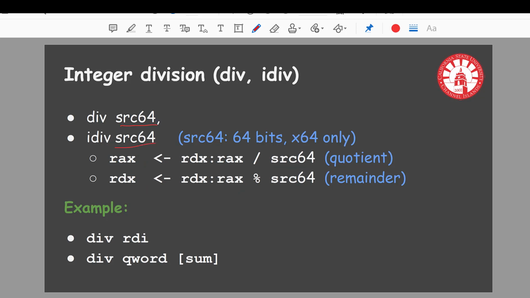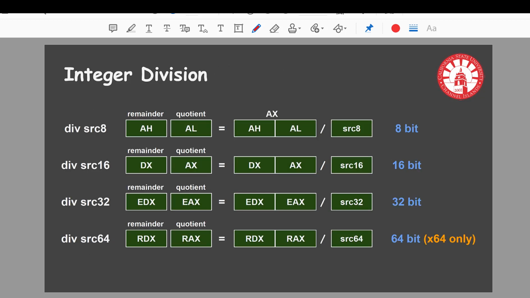In here, our source is 64-bit. In this case, we are going to consider the concatenation of RDX and RAX divided by source 64. Quotient goes to RAX, and the remainder goes to RDX. And here are the examples for this operation. Here's the illustration of what we talk about. Same thing, but using graphical images.